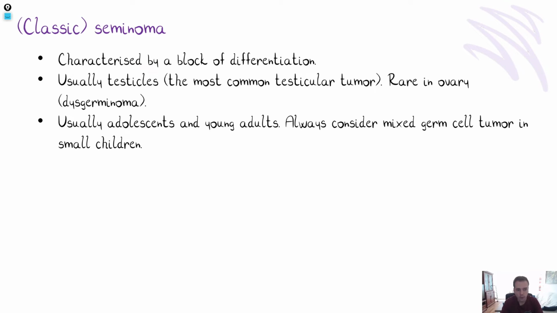It's usually a tumor of adolescents and young adults, so nothing strange here. If you find something that looks like seminoma in a different age, in very small children for example, always consider a possibility of mixed germ cell tumor. Because if you find something that looks like seminoma in small children, it's not usual, and you should always examine the tumor very deeply and very extensively to rule out some small hidden non-seminomatous component, because it would worsen the prognosis.